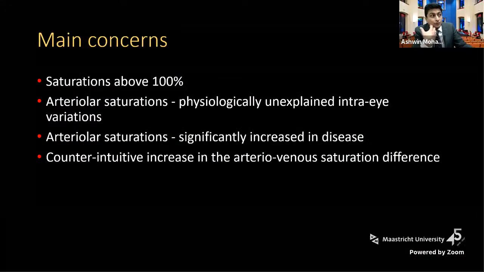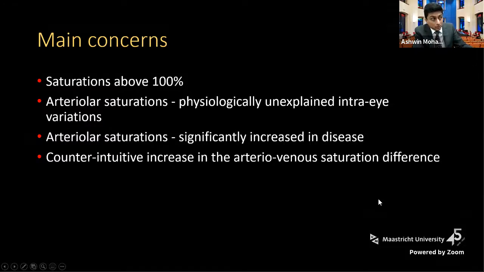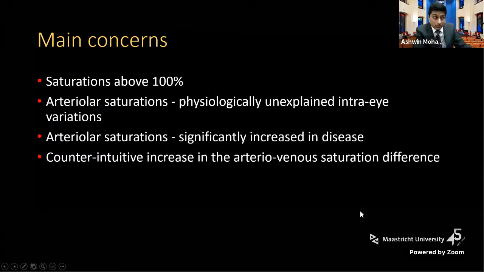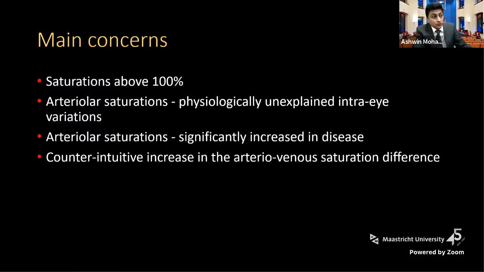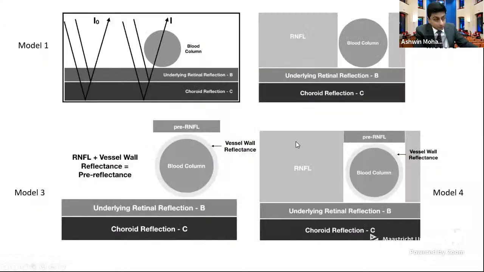A few of the main problems were that the saturations went above 100%. The arteriolar saturations were very different within the same eye, which was not explained. They were significantly increased in disease states, again, which was not explained. And we also found an increase in the saturation difference. Now, generally, when there is a disease, we have a loss of tissue, like with age or with retinitis pigmentosa or with glaucoma. In these, the retinal tissue decreases. So when there is less tissue, there would be less oxygen use. And when there is less oxygen use, there should be less saturation difference, but we found an increased difference, which again did not make sense to us. So we went on to do the modeling.